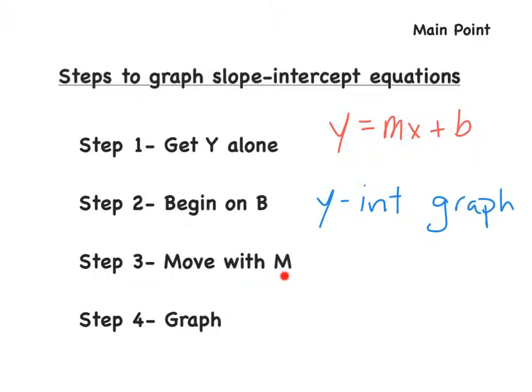Step 3, you need to move with m. By that, I mean you need to start from the y-intercept and move with m. Remember that slope is rise over run. From the y-intercept, you will rise and then run. Step 4, we're going to graph it. These may seem a little vague right now, but once I show you the examples, hopefully it will make a little bit more sense.